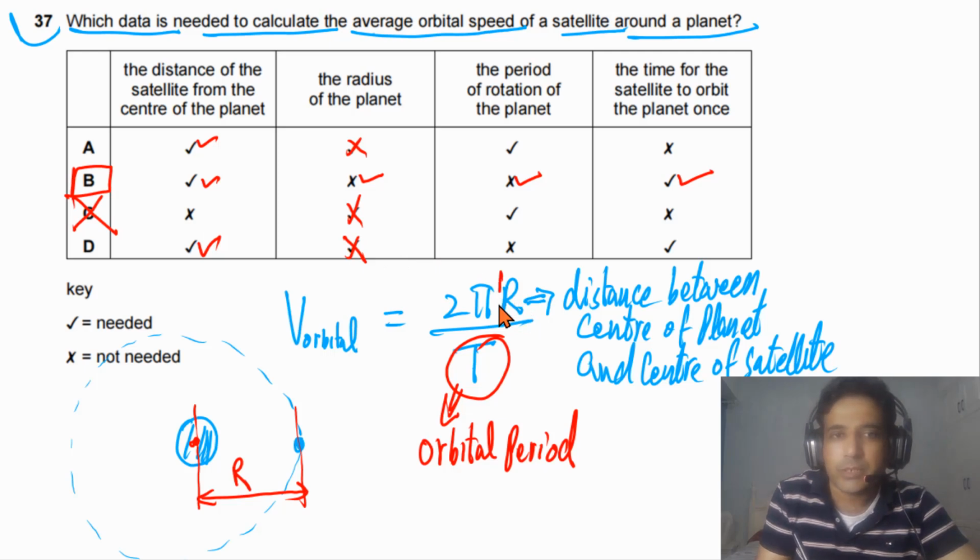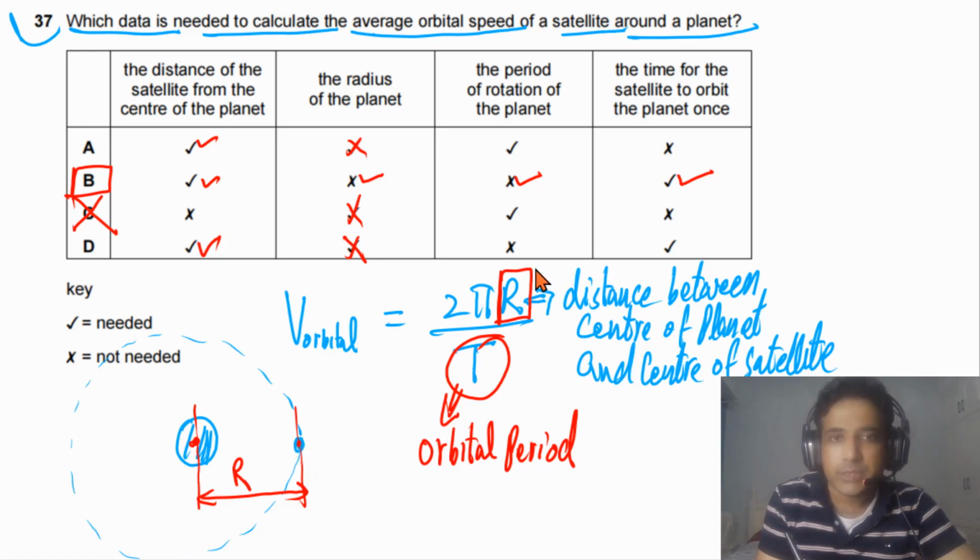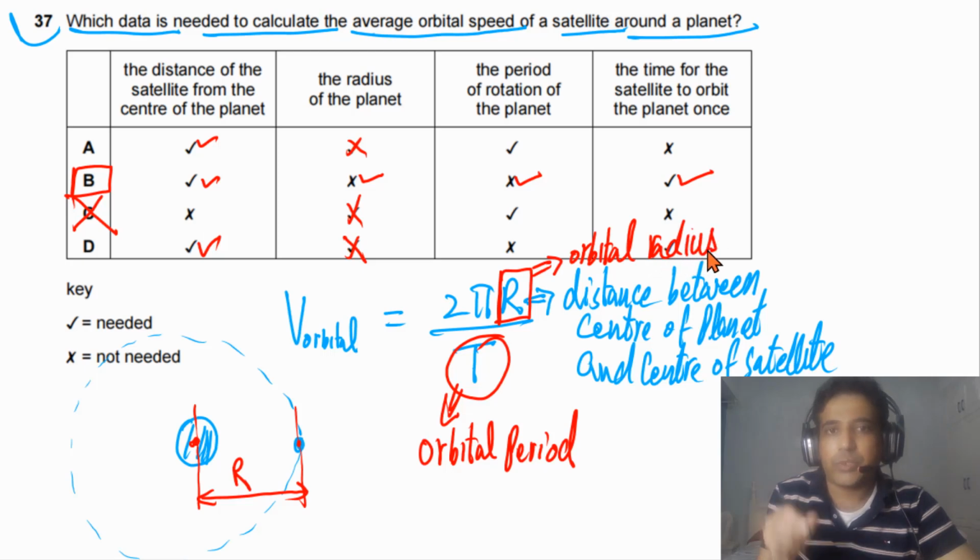Simply you need to understand the meaning of what is this distance and what is this time. T is the time taken to complete one cycle around the planet, and R is the distance between the center of the planet to the center of satellite. R simply you can say from the center of the planet to the satellite. R we can say this is the orbital radius. So this term is also important. So R is orbital radius.